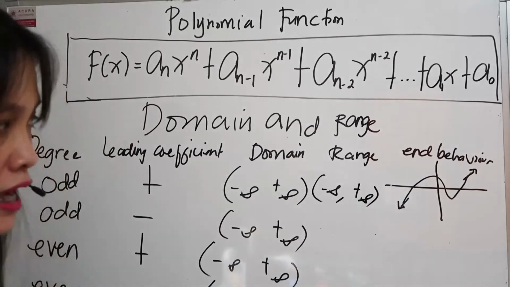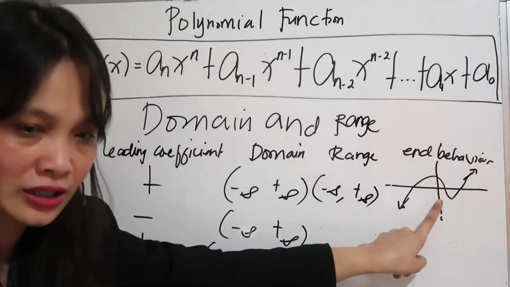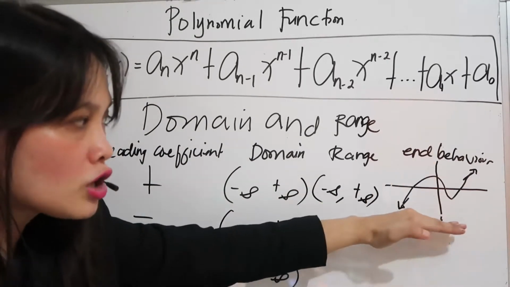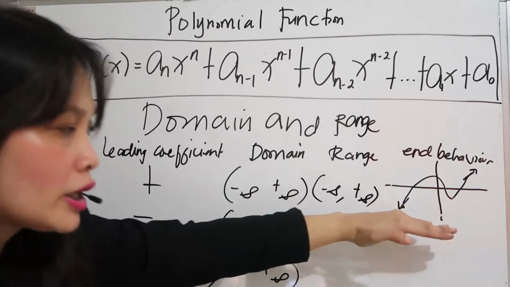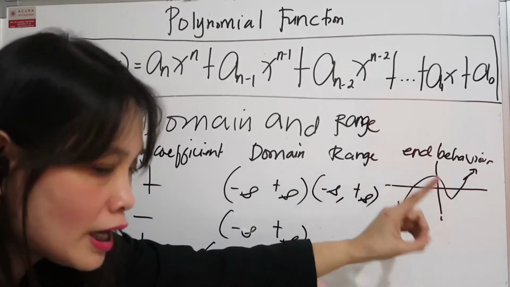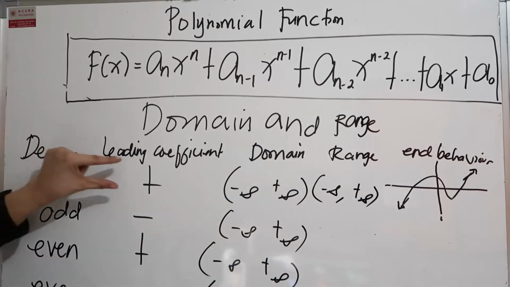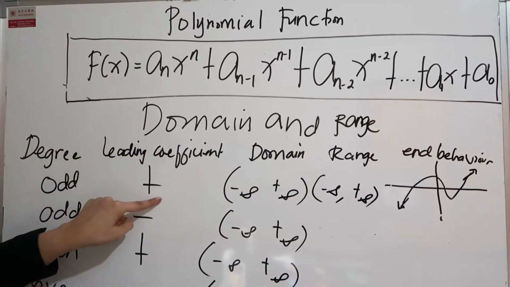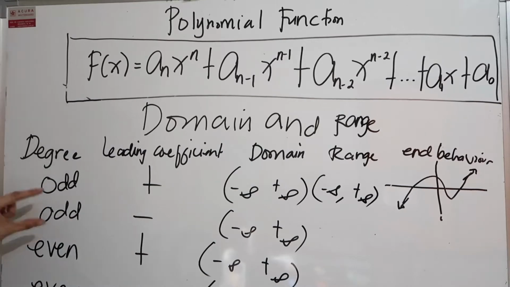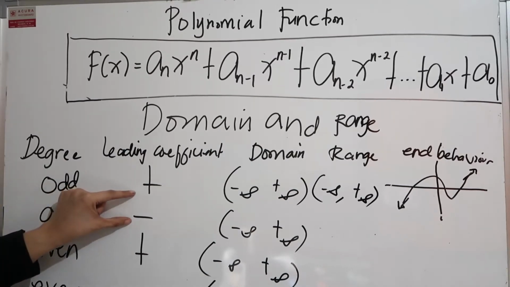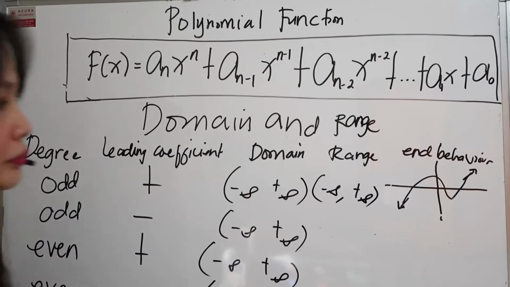If the graph is like this, how do you come up with this graph? You can have this graph if and only if your degree is odd and the leading coefficient is positive. Now next, what about odd negative?